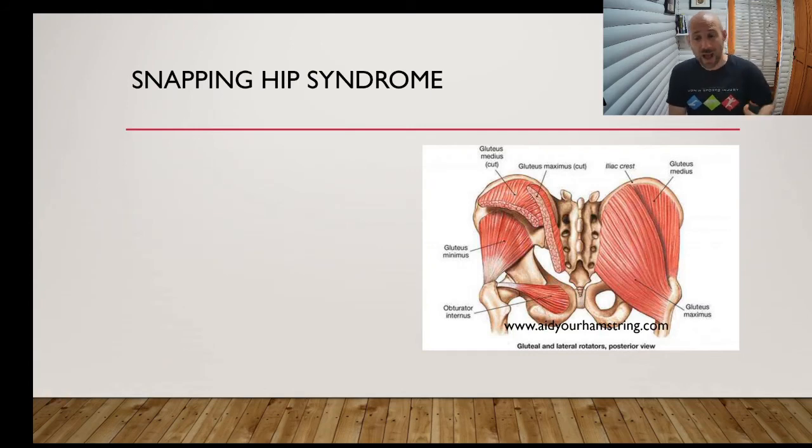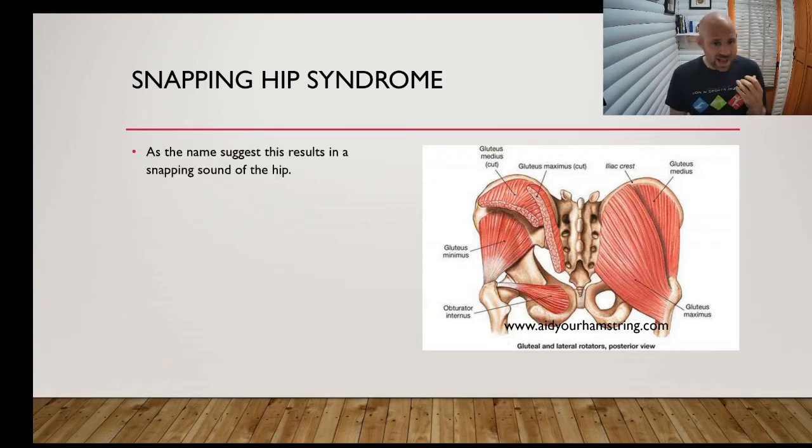Snapping hip syndrome, again, very similar. I've mentioned that we've got these muscles running out to that hip bone, that greater trochanter. Now, it's sort of as the name suggests, without being as dramatic as the name suggests. So what's happening here when we get snapping hip syndrome?